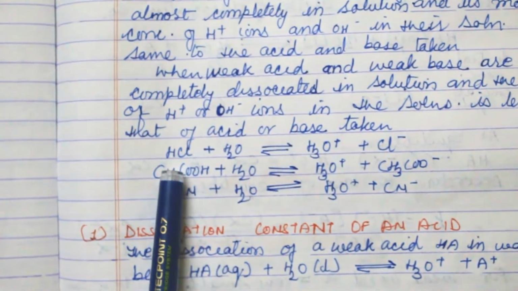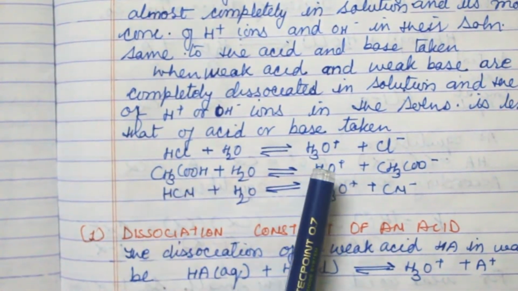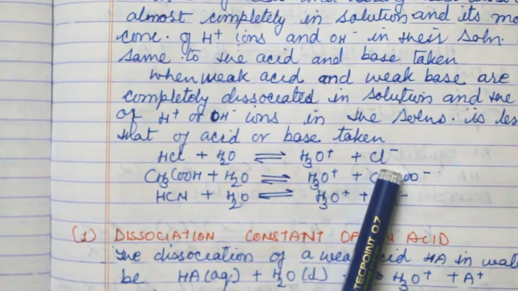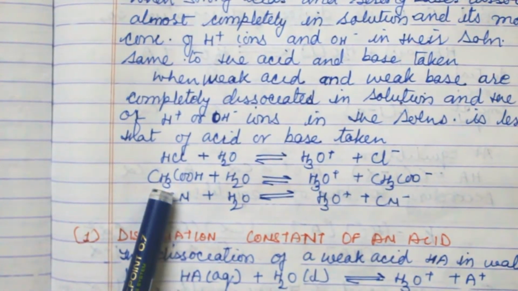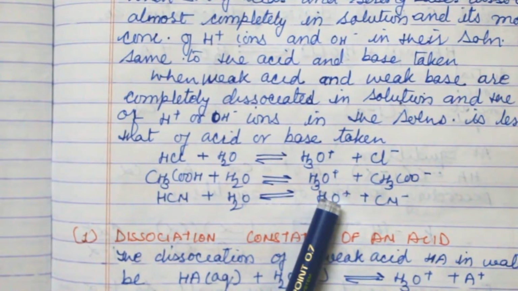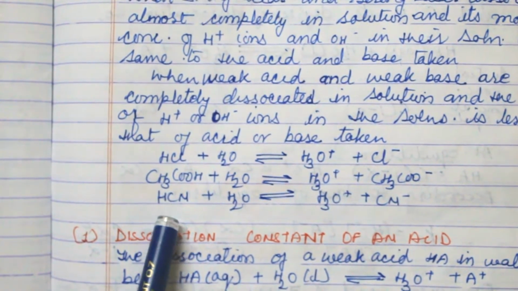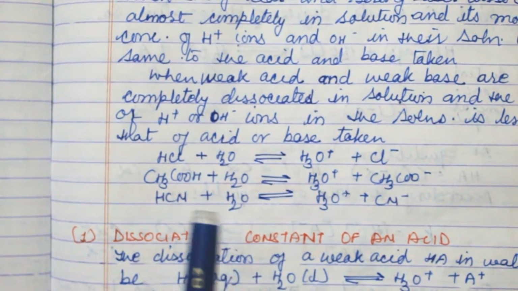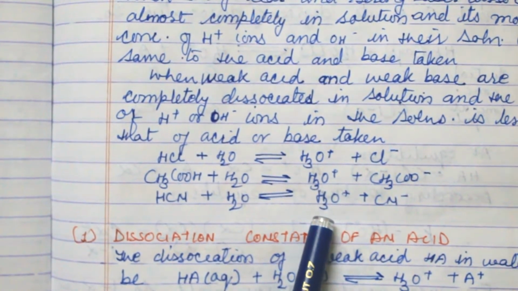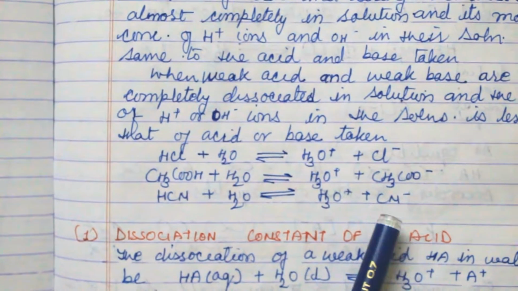So in this way, HCl is a strong acid, so it dissociates into hydronium and chloride ion. Acetic acid is a weak acid, so it dissociates into hydronium ion and acetate. HCN, when mixed with or dissociated in water, forms hydronium ion and cyanide ion.